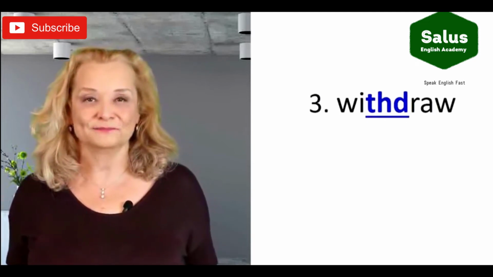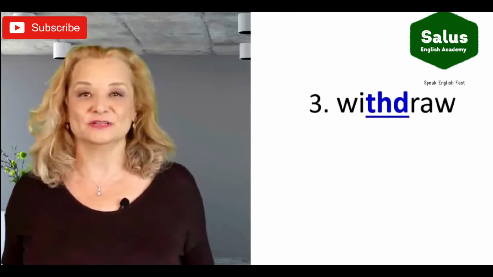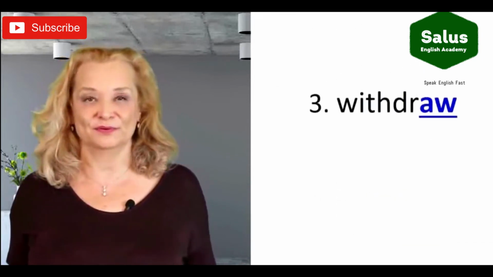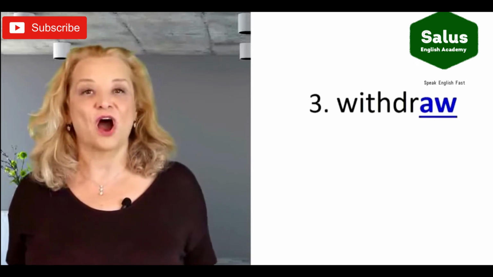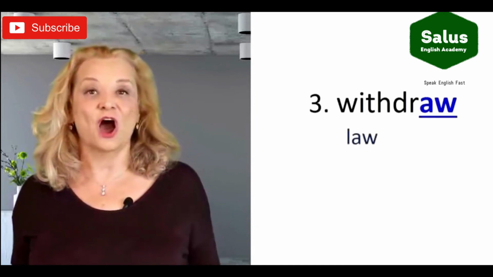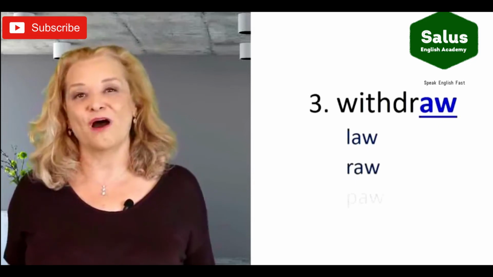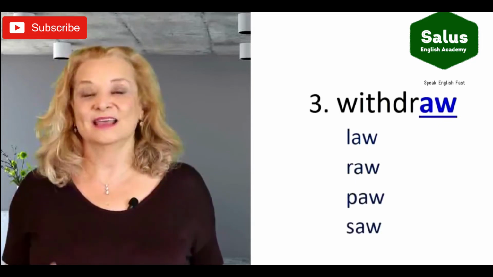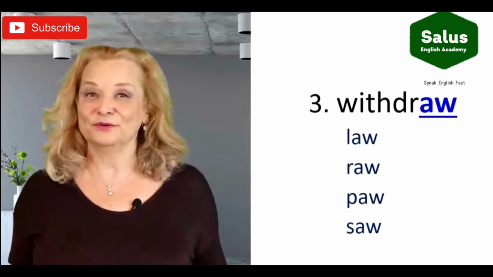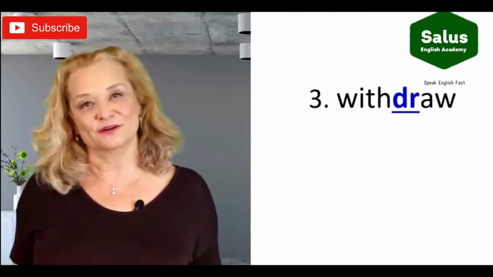Withdraw. And the second reason this word is difficult is because of the AW. In American English, we need to open our mouth and say ah. For example, law. Saw. Therefore, withdraw. Okay? That's the word. Withdraw. The third reason this word is difficult is due to the DR.